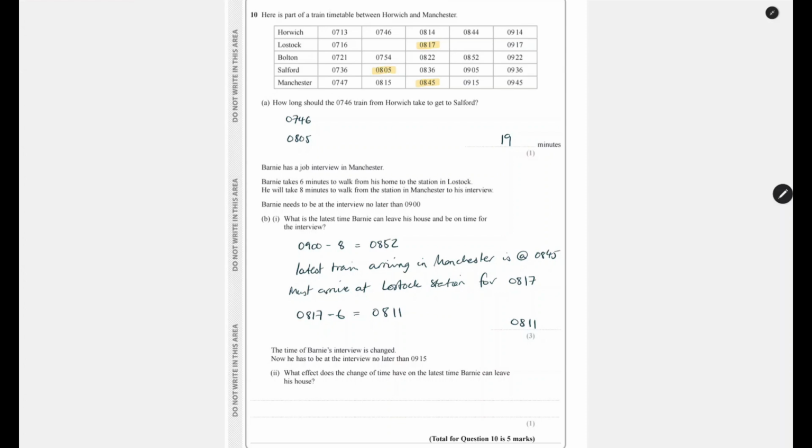The time of Barney's interview is changed. Now he has to be at the interview no later than 9:15. What effect does the change of time have on the latest time Barney can leave his house? Well, as we can see from the train schedule, it has no effect. And the reason for this is he still has to arrive at Manchester Station on the 8:45 train.